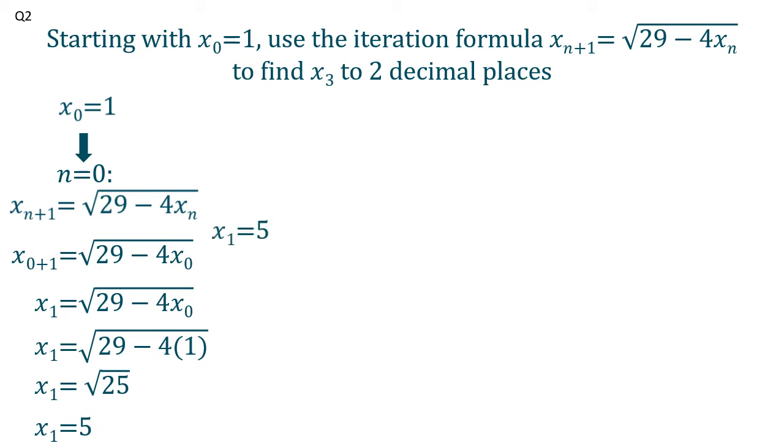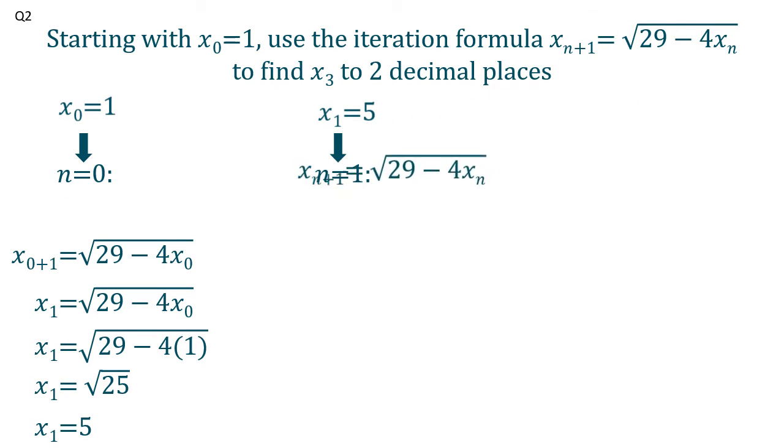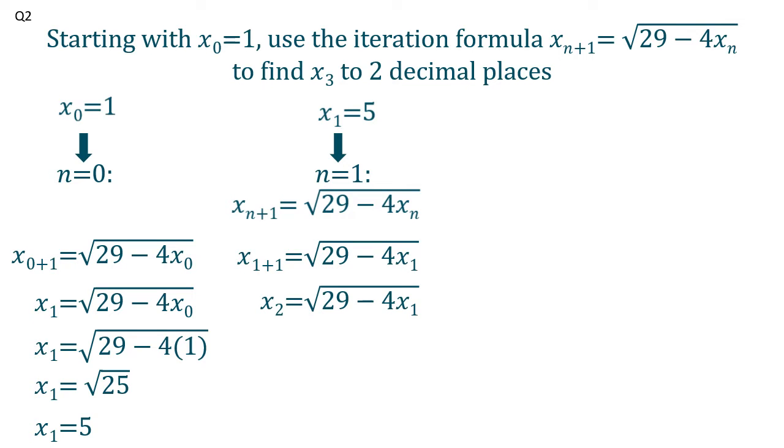Starting again with x1 equals 5, we now use n equals 1. Substitute all the n's for 1 in the iteration formula. We know 1 plus 1 equals 2, so we can see we're calculating x2. We've already found that x1 equals 5, so we can substitute that in. The square root of 9 is 3, so x2 equals 3.